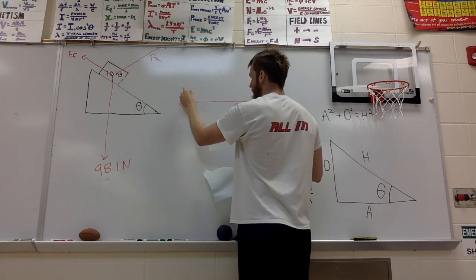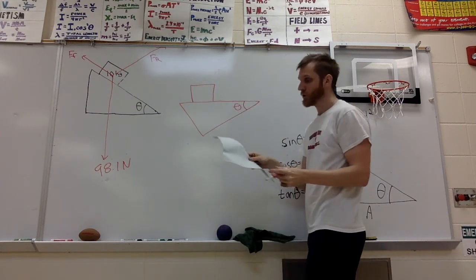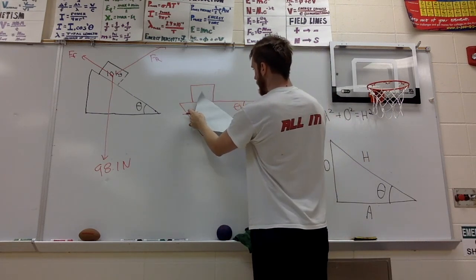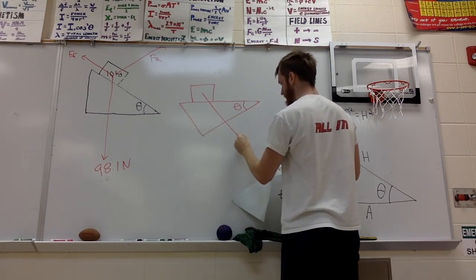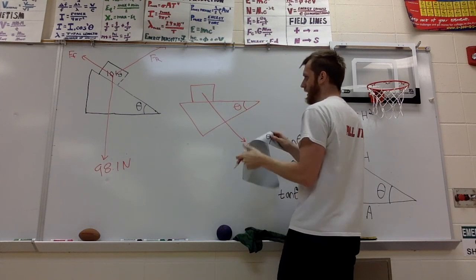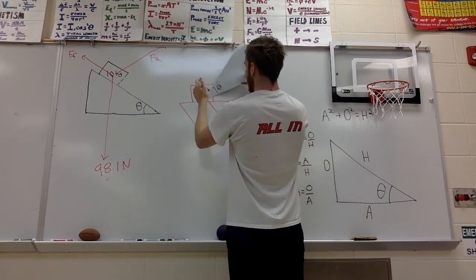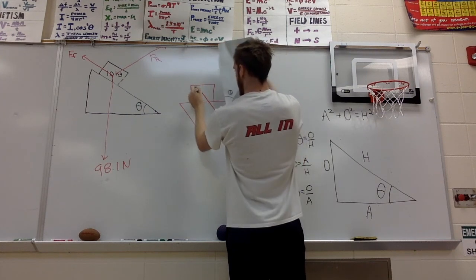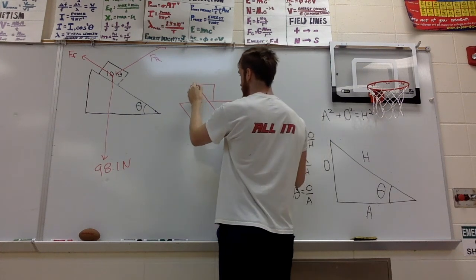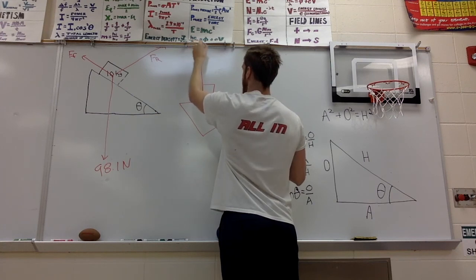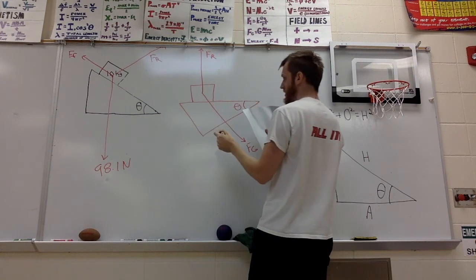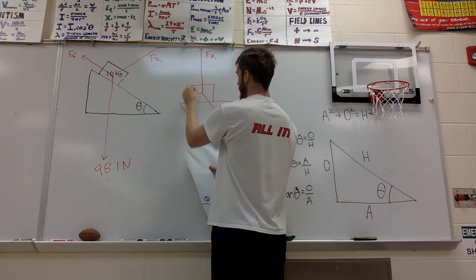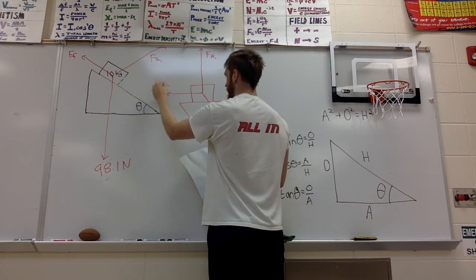This is my log. And now, drawing those same forces here, I have gravity going this way, Fg. I have reaction force going 90 degrees to the surface, which is straight up now, Fr. And I have friction going up the ramp, which is Ff.